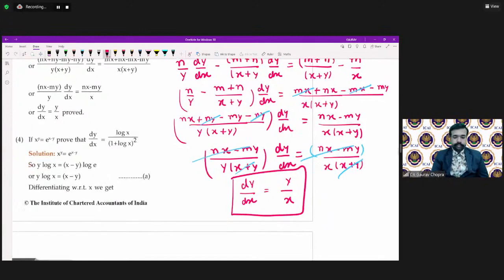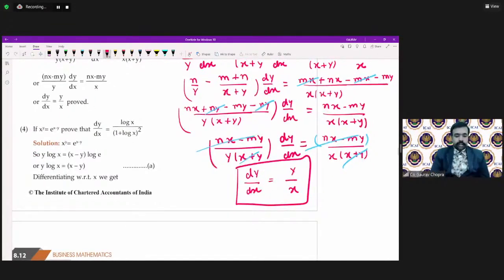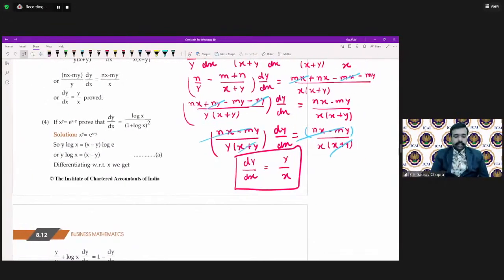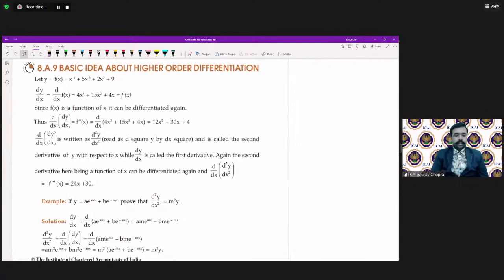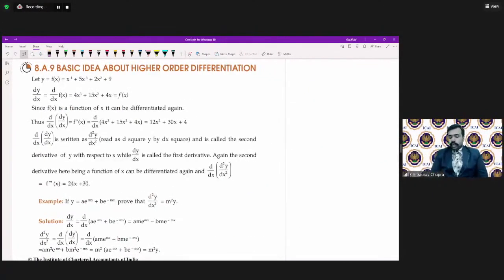All right. So this is the question which we have discussed. This was the lengthy one, but a good question. Now we are taking the next part, that is basic idea about higher order differentiation.